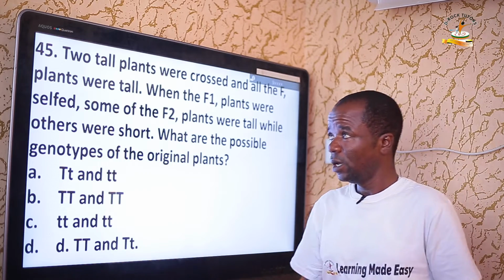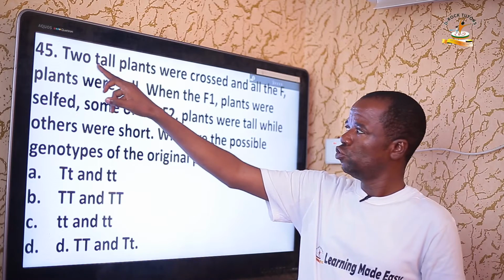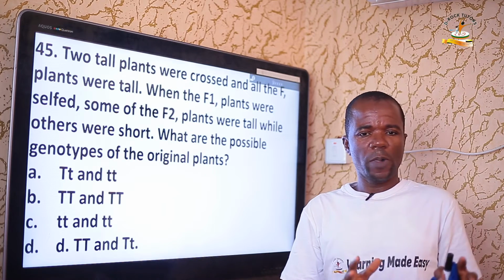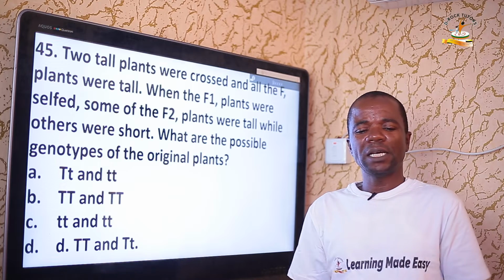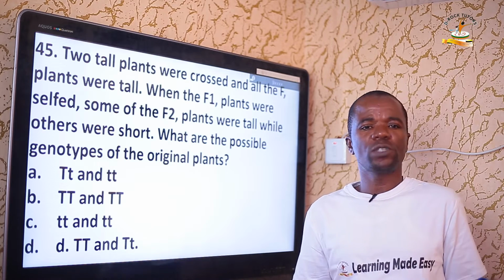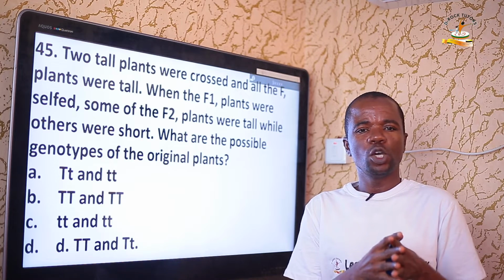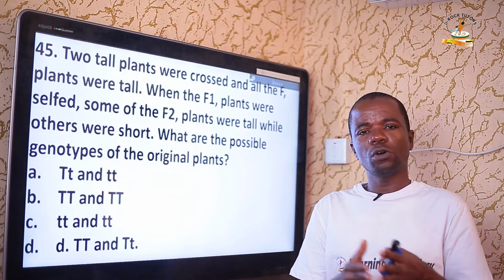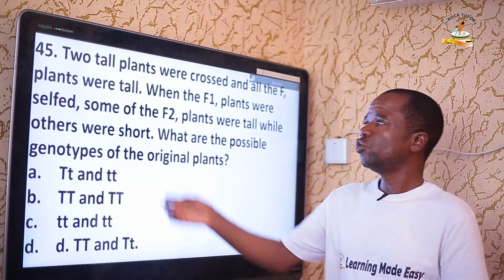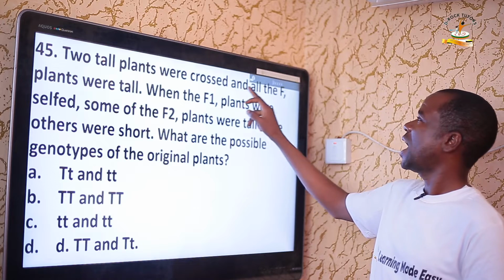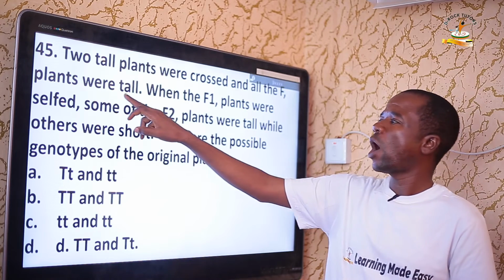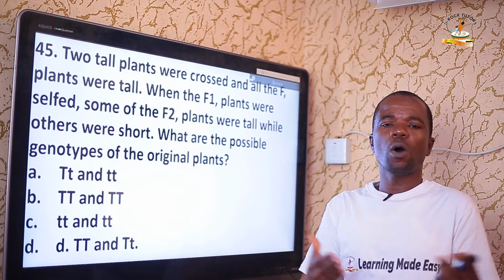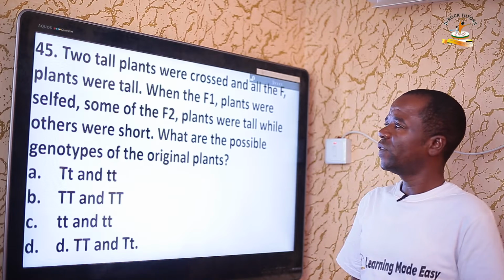Let's take it one step at a time. We are told that two tall plants were crossed. When you talk about tall plants, that's the phenotype, but a tall plant could be homozygous for tallness or heterozygous for tallness. We don't know that. So two tall plants were crossed and all the F1 plants were tall. Are they all homozygous tall or are they all heterozygous tall? We are going to find that out.